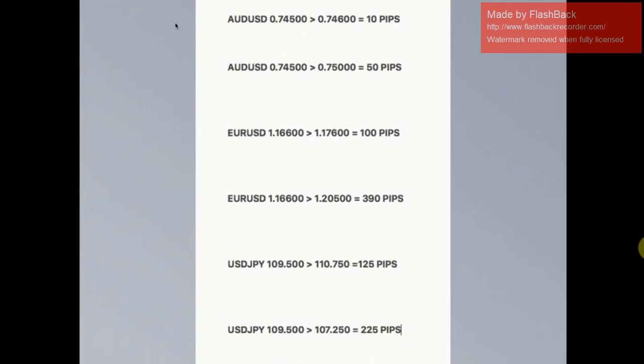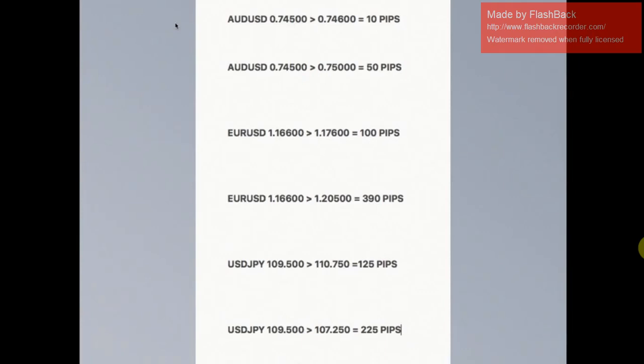Exact same for Euro USD, 1.16600 to 1.17600. It might look different. All I did was take the decimal point out between the 1.1, and said 117,600 minus 116,600. On my calculator, it showed 1,000. I just remembered to drop the last digit, and that's how I got 100 pips.